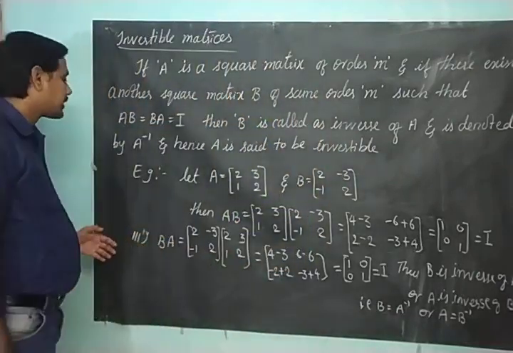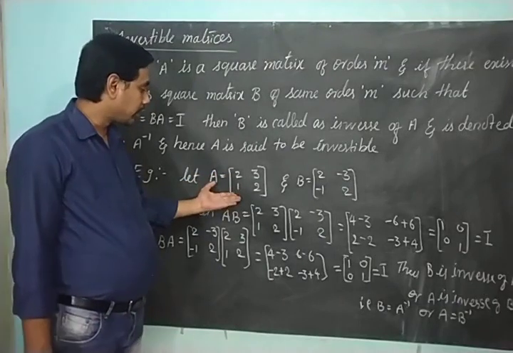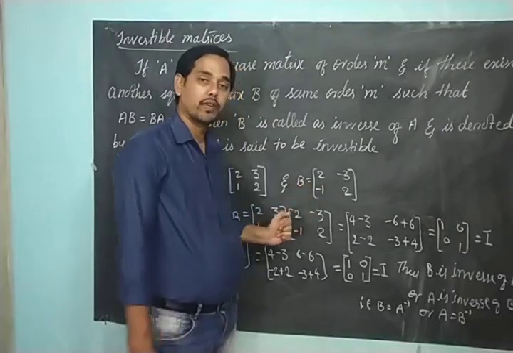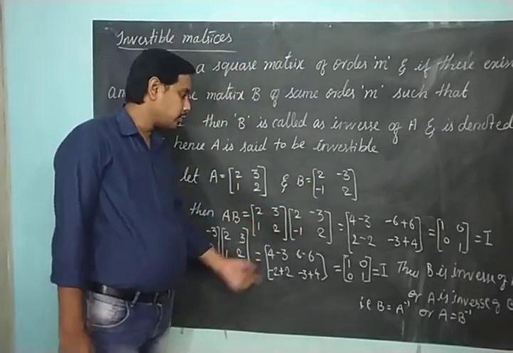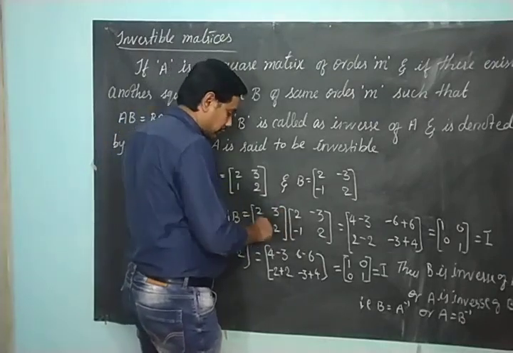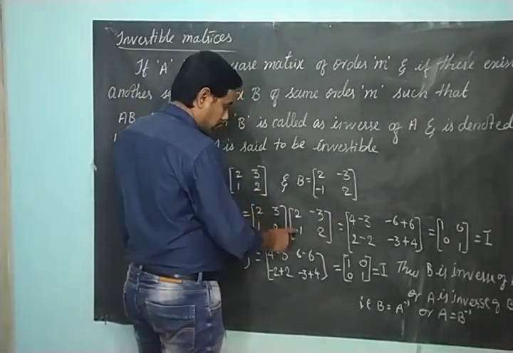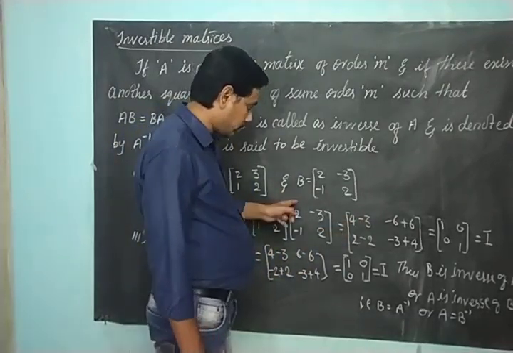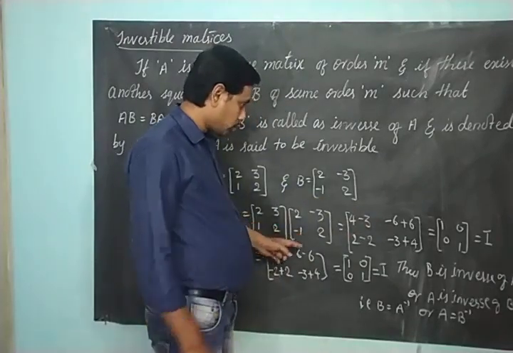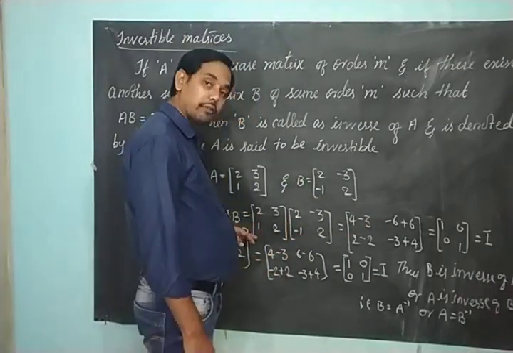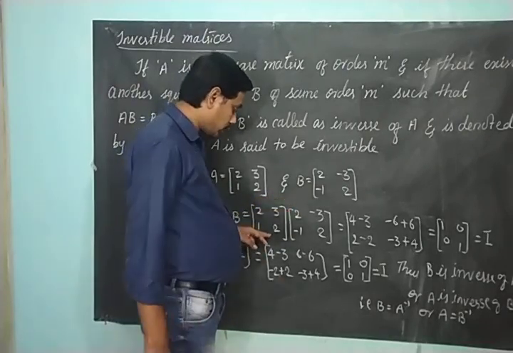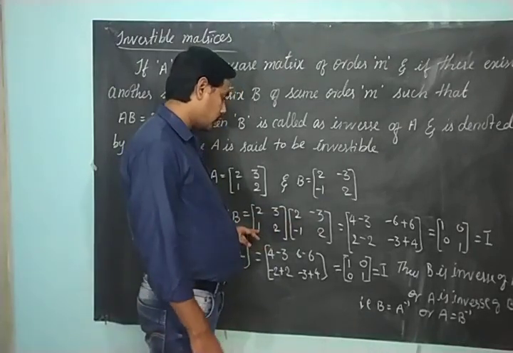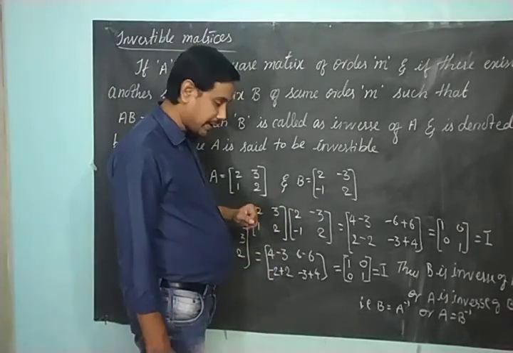Okay, so let us check. Let A be equal to [2, 3; 1, 2], a square matrix of order 2 cross 2, and let B be equal to [2, minus 3; minus 1, 2]. Then what will be the value of A into B? Multiplication, first row with first column: 2 into 2 is 4, 3 into minus 1 is minus 3. First row with second column: 2 into minus 3 is minus 6, 3 into 2 is plus 6. Second row with first column: 1 into 2 is 2, 2 into minus 1 is minus 2. Second row with second column: 1 into minus 3 is minus 3, 2 into 2 is 4.